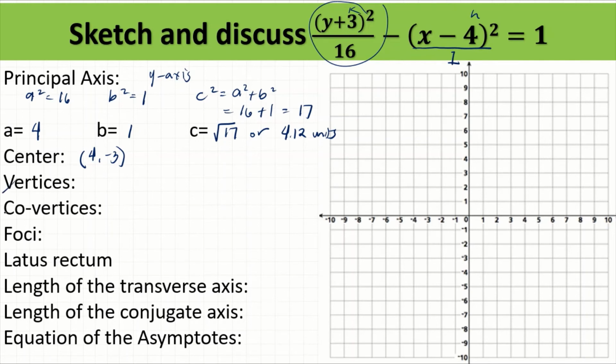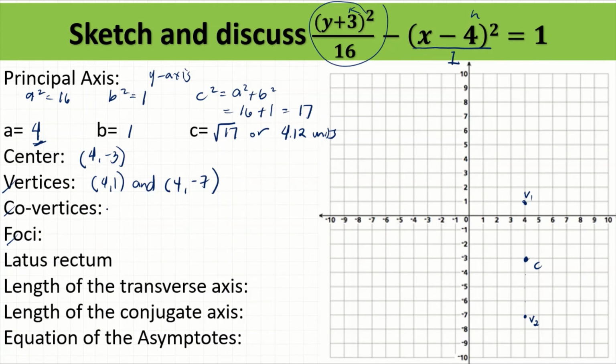Okay, para makuha ang vertices, co-vertices, and foci, plot natin itong mga points na ito. From the center, 4, negative 3. Okay, so this is our center. Count 4 units parallel to y-axis. Therefore, we have to count 4 units upward and downward. 1, 2, 3, 4. So, this is the v sub 1. 1, 2, 3, 4. So, this is the v sub 2. Okay. So, the coordinates of the vertices are 4, 1, and we have 4, negative 7.